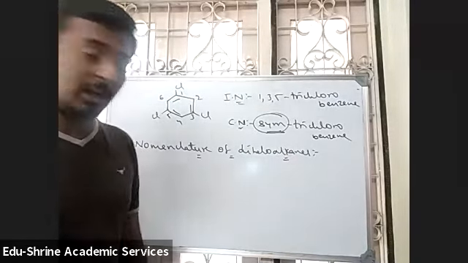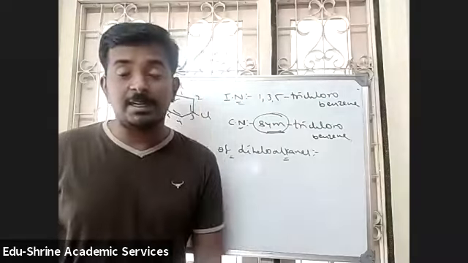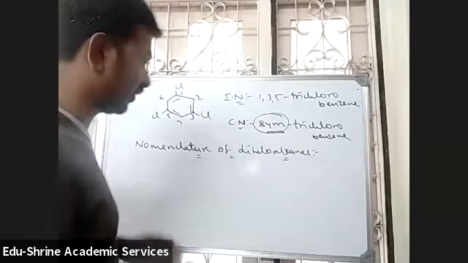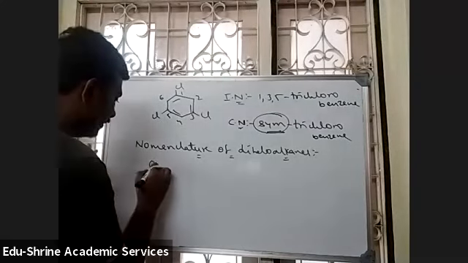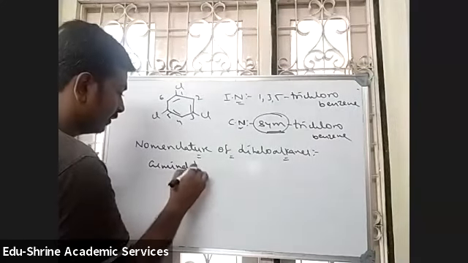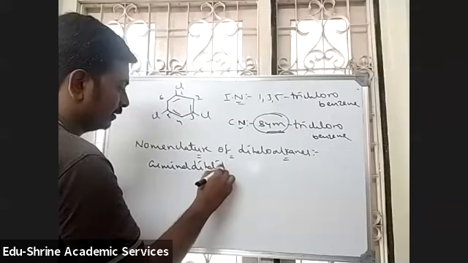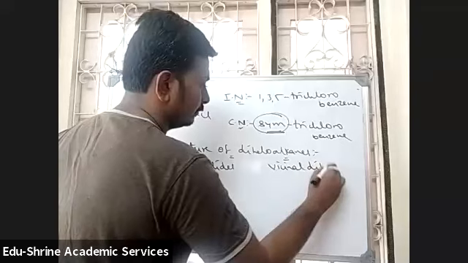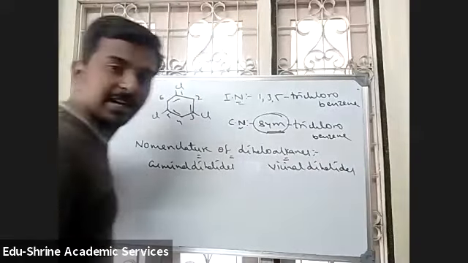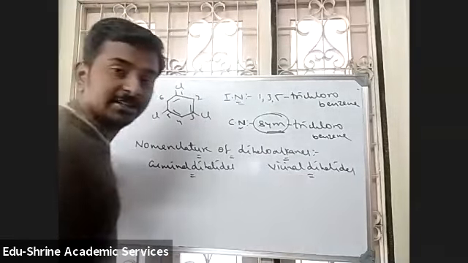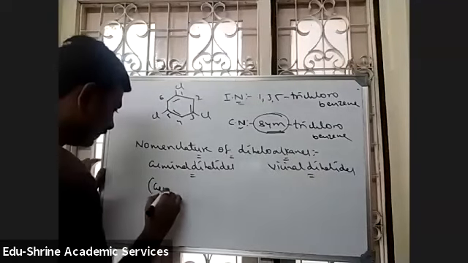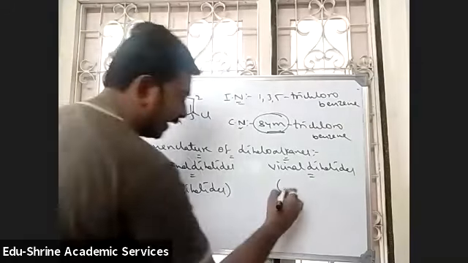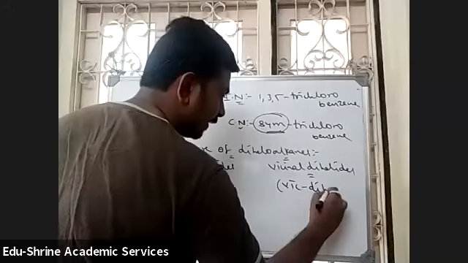Nomenclature of dihaloalkanes. That means if there are two halogens present in the given compound, then we have two separate names for that. If you remember from first PU, the names are geminal dihalides and vicinal dihalides. Geminal dihalides can be written as gem dihalides and vicinal dihalides can be written as vic dihalides.